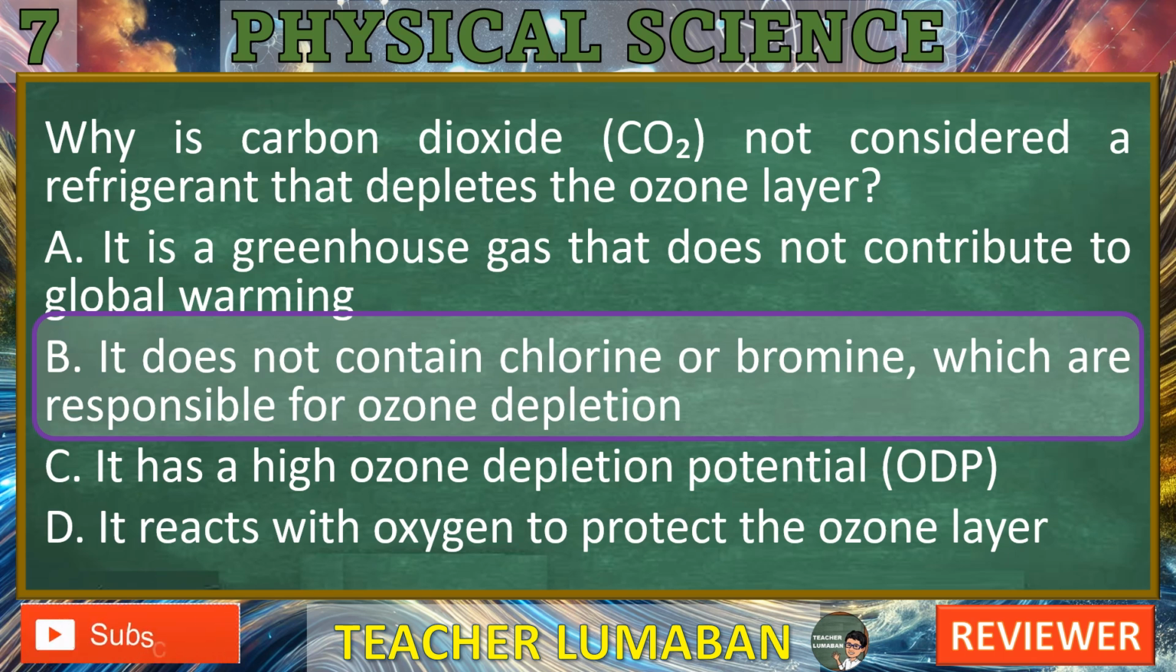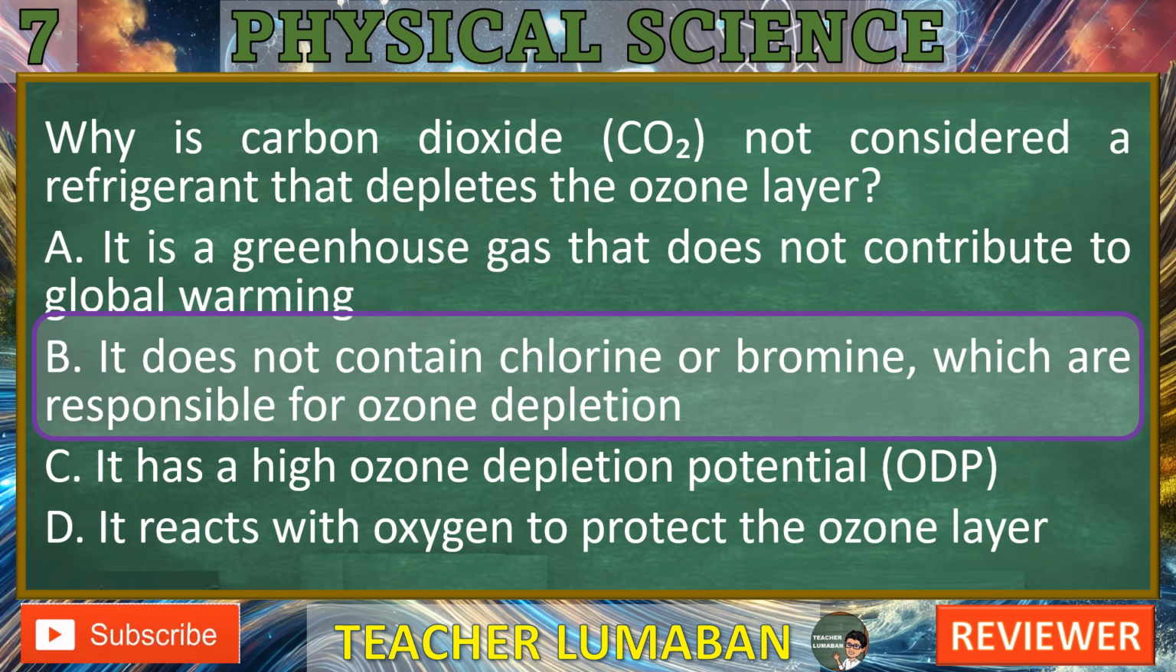Here's an explanation of each choice. A. It is a greenhouse gas that does not contribute to global warming. This is false. While carbon dioxide, CO2, is indeed a greenhouse gas, it does contribute to global warming. However, CO2 does not deplete the ozone layer. B. It does not contain chlorine or bromine, which are responsible for ozone depletion. This is correct. CO2 does not contain chlorine or bromine, the key elements in substances like CFCs and halons that cause ozone depletion. Since CO2 lacks these elements, it does not affect the ozone layer.